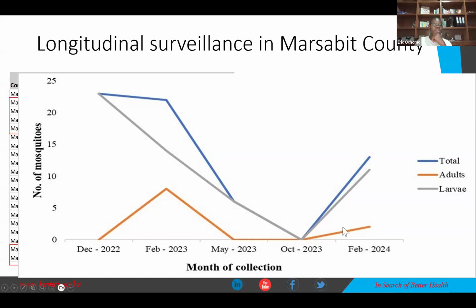So we do not know whether we are observing some bottleneck effects that are associated with establishment of stephensi in this new habitat, or whether there's just something else going on that we can't account for. This is something that we're intrigued about and is really a reason why we want to do longitudinal surveillance in these sites.